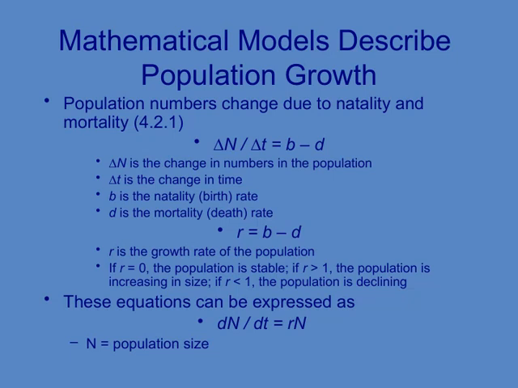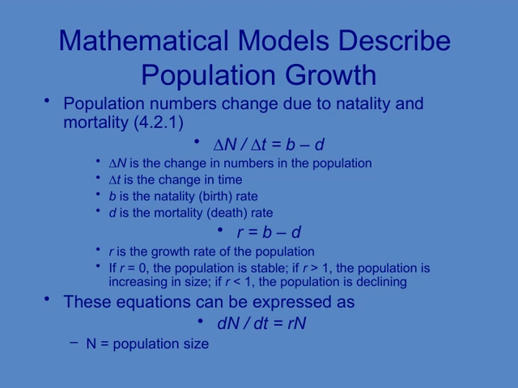Let's take a closer look at how mathematical models help us understand population growth. Essentially, population numbers change due to two main factors: natality, which is the birth rate, and mortality, the death rate. On this slide, you see the basic equation. ΔN/Δt equals b minus d. ΔN represents the change in population size over a certain time period, Δt. The variable b is the natality rate, and d is the mortality rate.